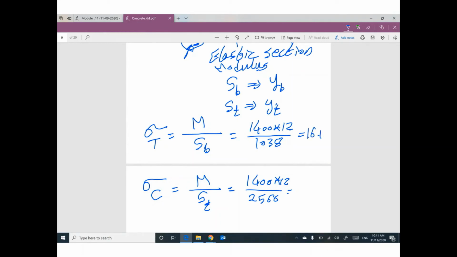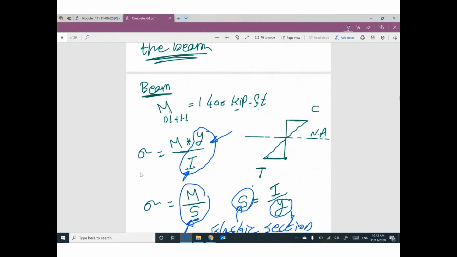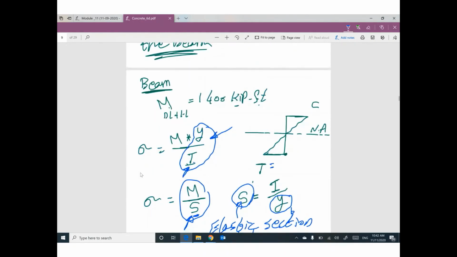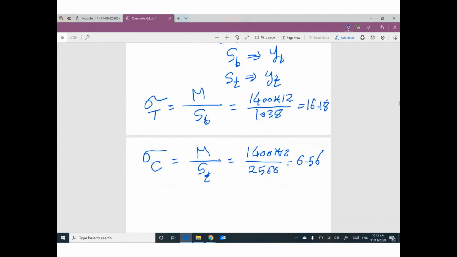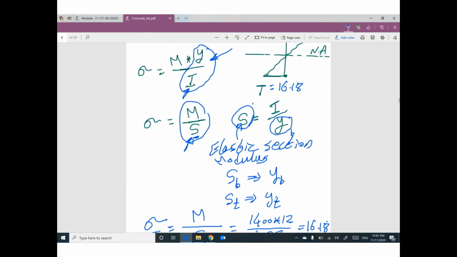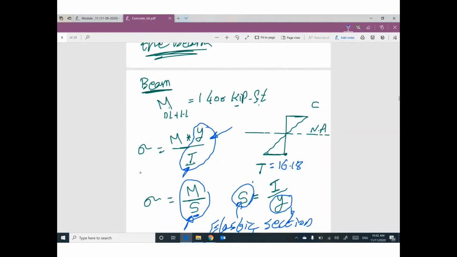16.18, 6.56. So guys, this tension is 16.18 and this compression 6.56.